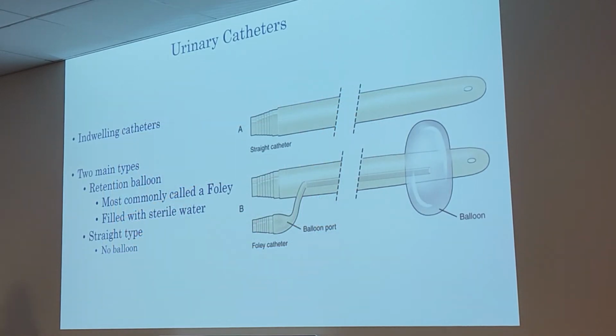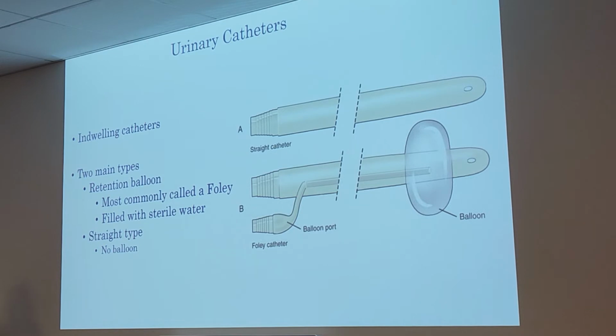Alright. So indwelling catheters are any catheter that dwells inside the patient's body. One example is our urinary catheter. There's 2 types. The retention balloon, most commonly known as a Foley catheter, and then there's a straight cath that does not have a balloon. So this procedure is done using aseptic technique.